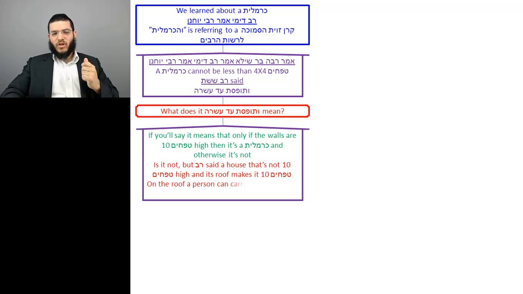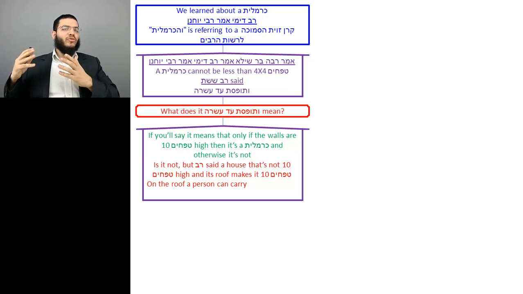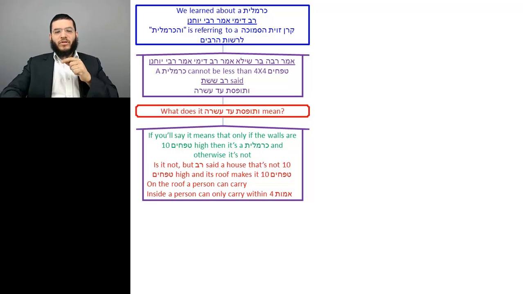The din is as follows, said Rav. On the roof a person can carry, because since it reached the height of 10 tefachim, it's a reshus hayachid. But inside a person can only carry within 4 amos, since it's not a reshus hayachid, it's a carmelis. So it's actually the opposite of what we want to say.